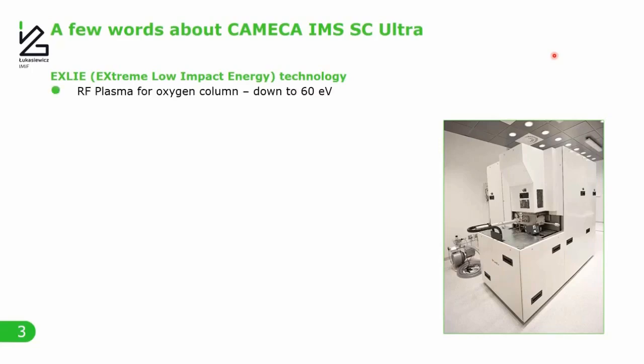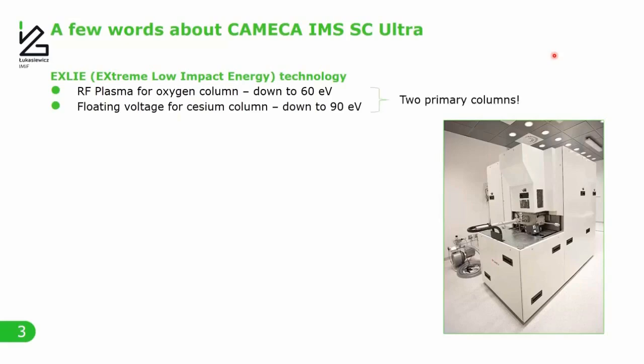First of all, for the oxygen column, instead of a commonly used duoplasmatron, a radio frequency plasma generator is used, and the impact energy can be reduced to 60 eV, and the beam remains very stable and of high quality. In the case of the cesium column, additional floating voltage can be applied directly to the column, and thus we can still keep a very high voltage applied to the accelerator. It can be well above 1 kV. However, we can gradually start to decelerate the primary ions while keeping the quality of the beam, and thus we can decrease the impact energy of cesium ions down to 90 eV.